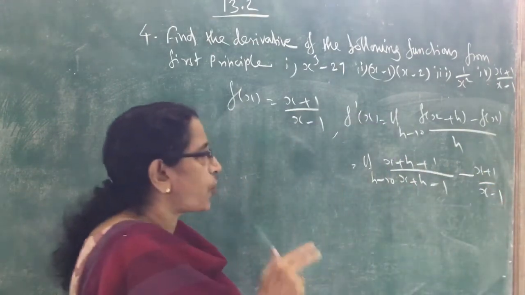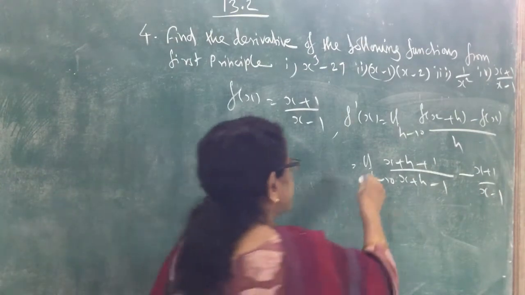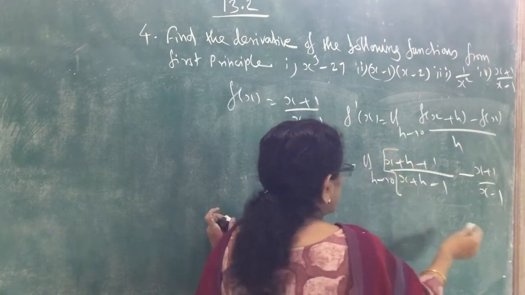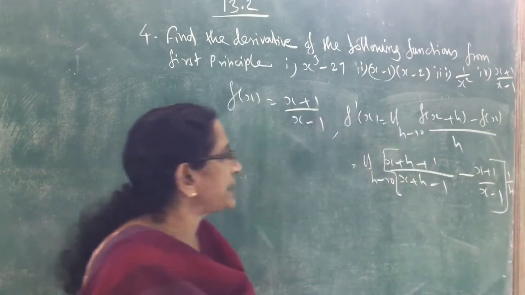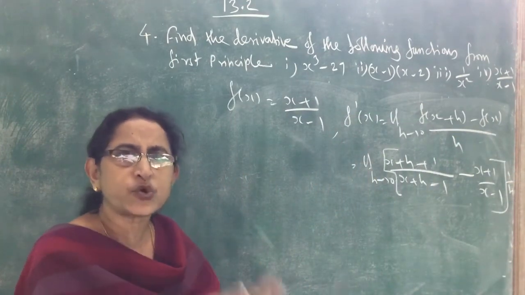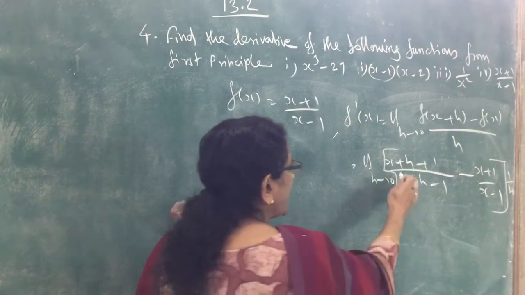Then by h, the whole divided by h, we can write as 1 by h. That will be convenient. So we can write the whole divided by h into 1 by h, no problem. Now we can find the LCM here.